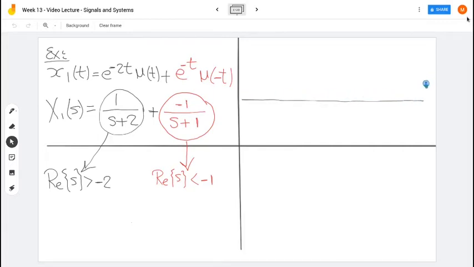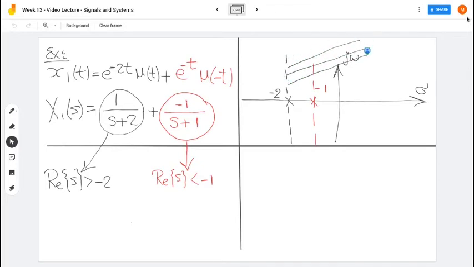So let's go to the s domain over here, sigma, and the imaginary axis is j omega. As we can see, we have two poles. One pole located at minus 2 and the other pole located at minus 1. The ROC for the first term is simply real part of s larger than minus 2. So I can start shading the ROC as follows. This is minus 2 and the ROC is simply right-sided, real part of s larger than minus 2.